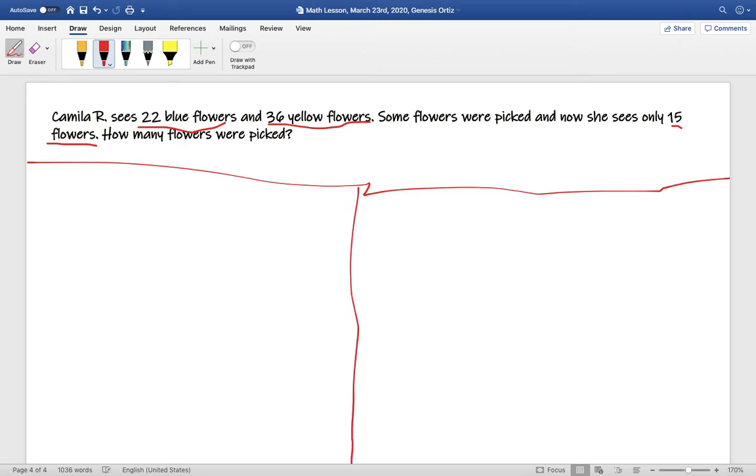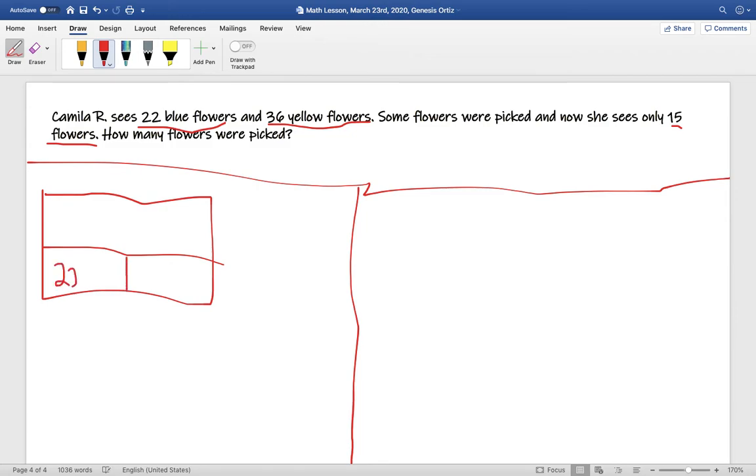Now the first thing we need to do is figure out the whole because we don't know how many flowers she had in all. So by figuring out our whole, it's going to be an addition problem. So let me go ahead and draw my unit bar. And we're solving for the whole because it's an addition problem. We have two parts, which is 22 and 36. So we need to figure out our whole.